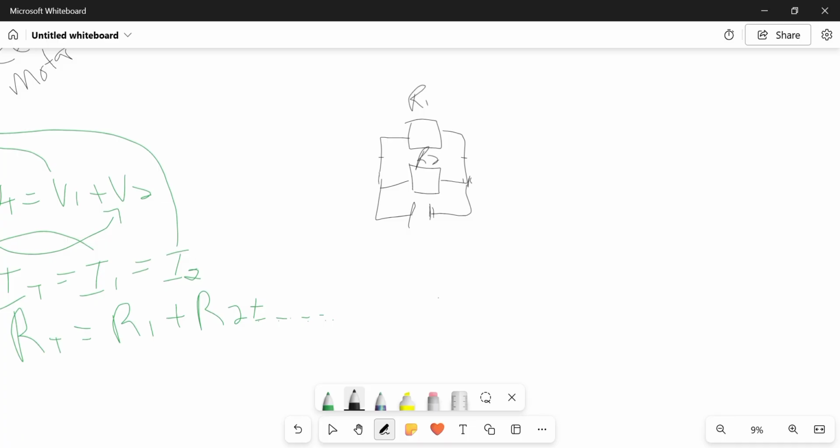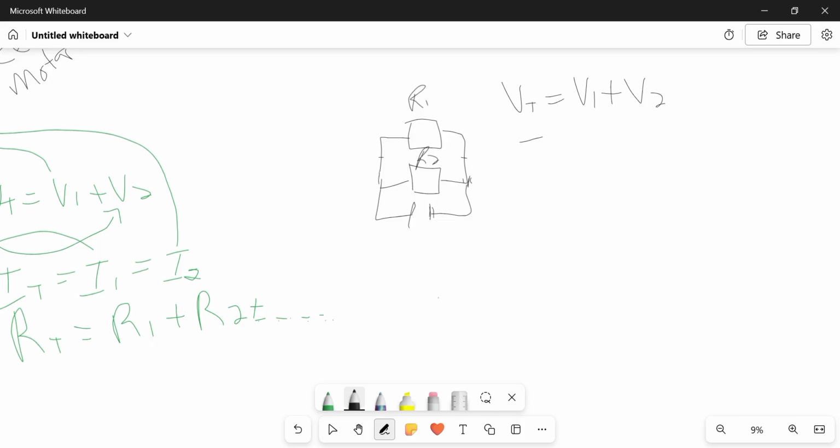Let's add a battery here. Okay, you can look, the resistors are connected in parallel. So the voltage across resistor 1 and resistor 2 are the same. So the voltage this time is constant. Voltage at resistor 1 plus voltage at resistor 2, they are constant, they don't change.